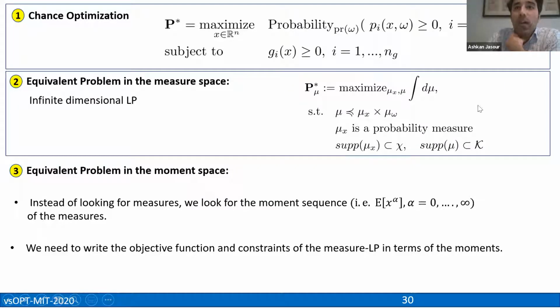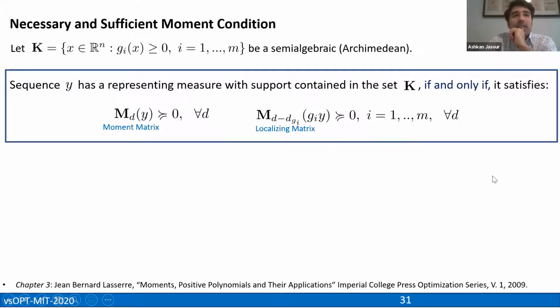Now to solve such an infinite dimensional linear program, instead of looking for measures, I am going to look for the moment sequence of the measures. And for this, we need to write the objective function and constraints of the measure LP in terms of the moments of the measures. And for this, I'm going to use these necessary and sufficient moment conditions.